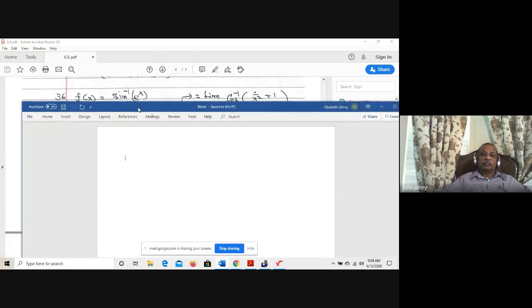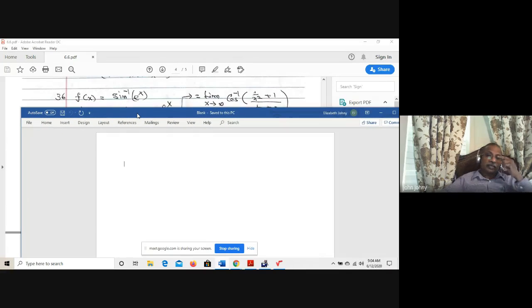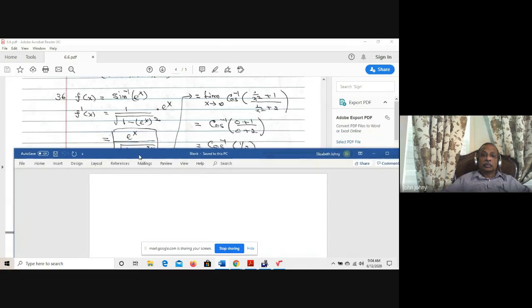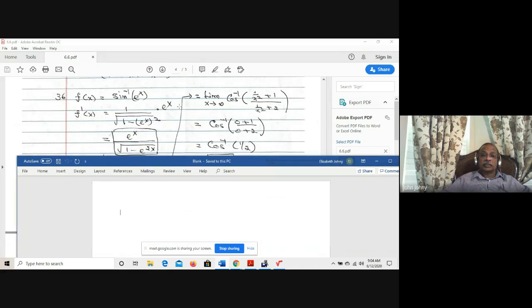Now you have sine inverse of e to the x. So first you use the formula for the derivative of sine inverse x, that is 1 over the square root of 1 minus e to the x the whole squared. Now multiply that by the derivative of the argument e to the x. The derivative of e to the x is e to the x itself, and so that is equal to e to the x divided by the square root of 1 minus e to the 2x, and that is the answer.